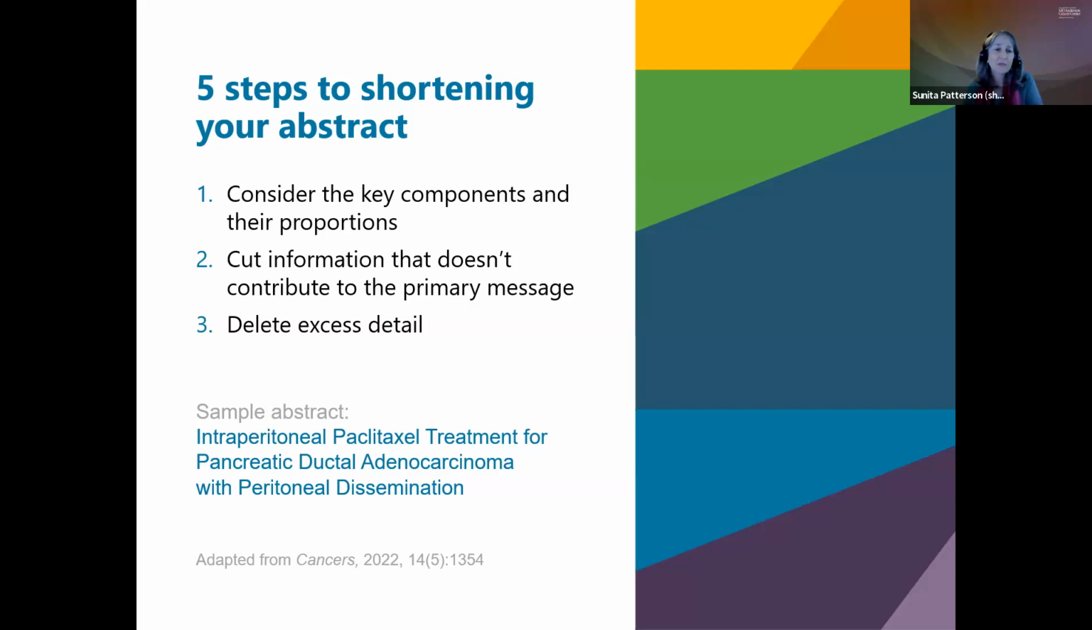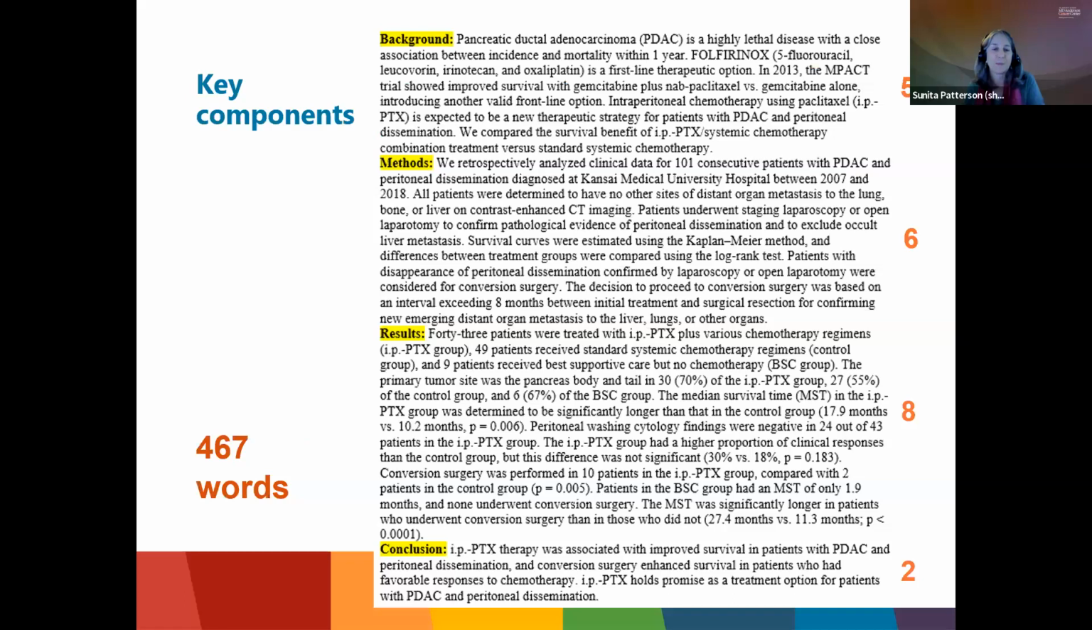So let's start by thinking about step 1. Remember, step 1 was considering the key components and their proportions. So here I've pasted it in. You don't need to try to read it here. But right now we just want to look at the proportions, like how I've highlighted the headings.